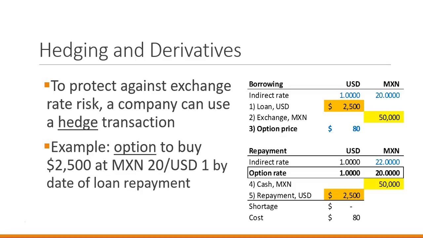It will hedge the transaction by paying for the option to buy $2,500 at a fixed exchange rate, 20 Mexican pesos to 1 US dollar, that will expire. This option is a right that has a temporary life. It will expire at the same date as the loan due date, which is enough time for the company. The entire point of the transaction is to protect itself from loss in exchange rate fluctuation from the time of taking out the loan to the time of repaying the loan.